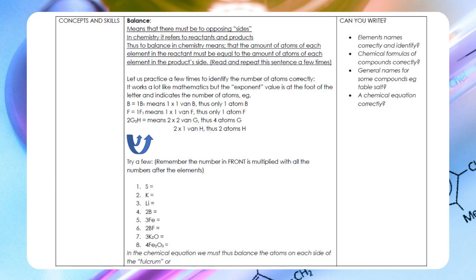In the chemical equation we must thus balance the atoms on each side of the fulcrum. Can you write element names correctly and identify chemical formulas of compounds correctly? General names for some compounds, for example table salt. A chemical equation correctly.